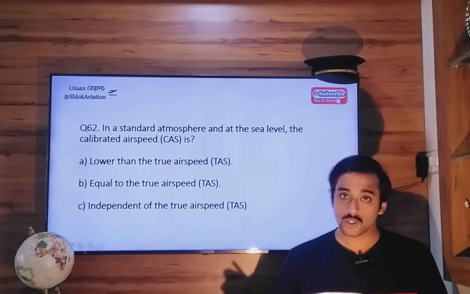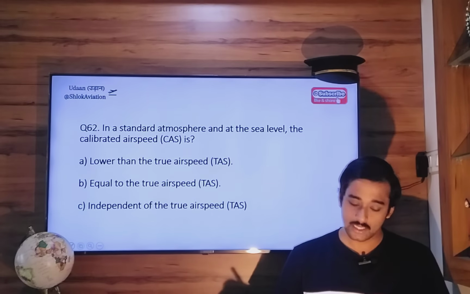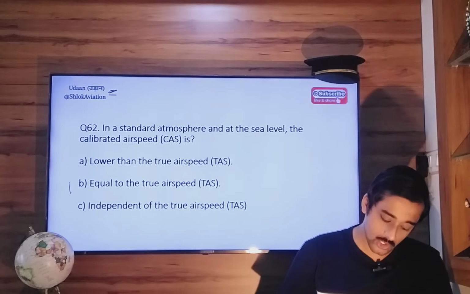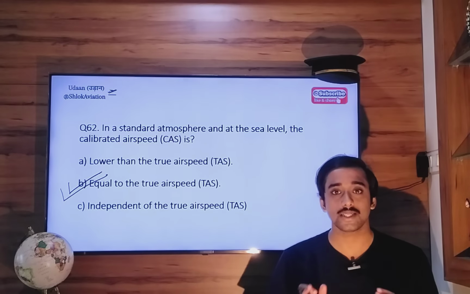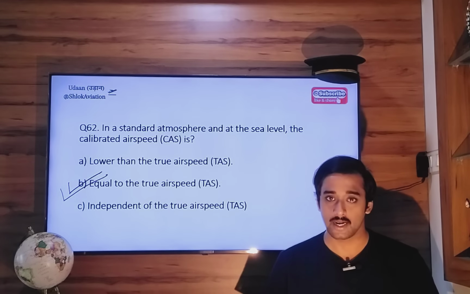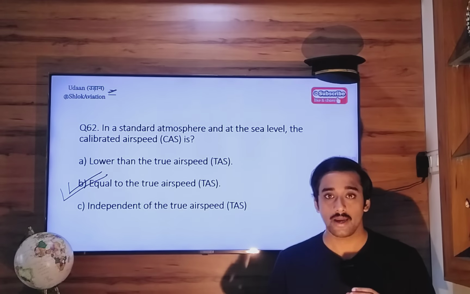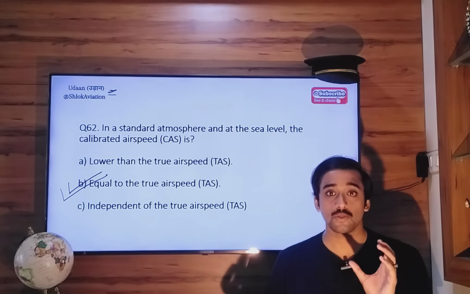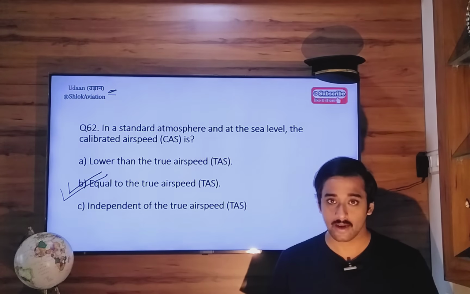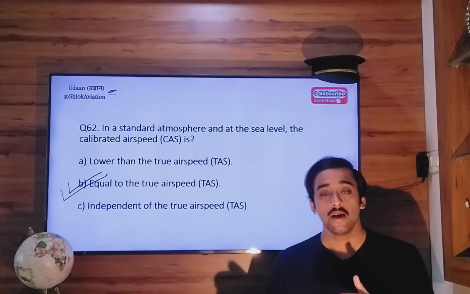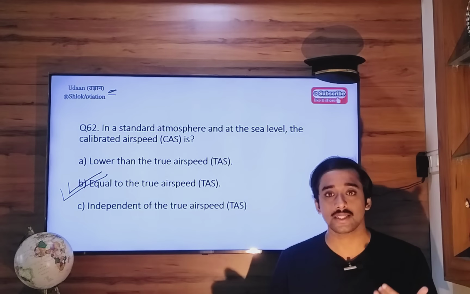Next, in a standard atmosphere, sea level, the calibrated airspeed is equal to TAS, lower than TAS, independent of TAS. So correct answer is option Bravo. Your pressure instruments, airspeed indicator, altimeter, VSI, they are all designed to be operated in standard ISA conditions. Unfortunately, we do not have standard ISA conditions in our day-to-day lives. So that's why the calibrated airspeed, or the speed shown by your airspeed indicator, will seldom be equal to the true airspeed of your aircraft. You may be flying at 500 knots true airspeed, but the calibrated airspeed shown to you might be 400 knots, 300 knots, anything less than 500 knots.